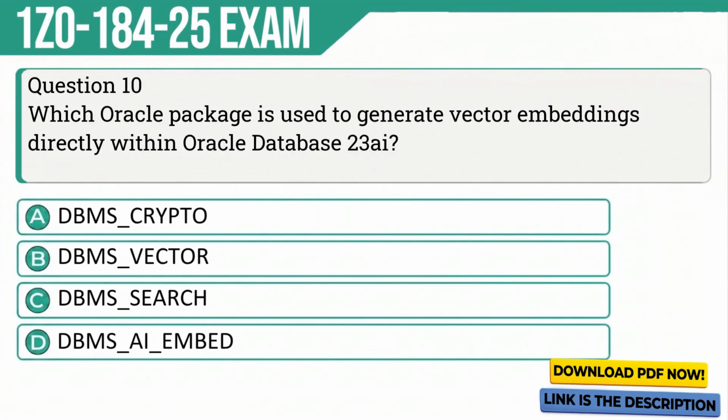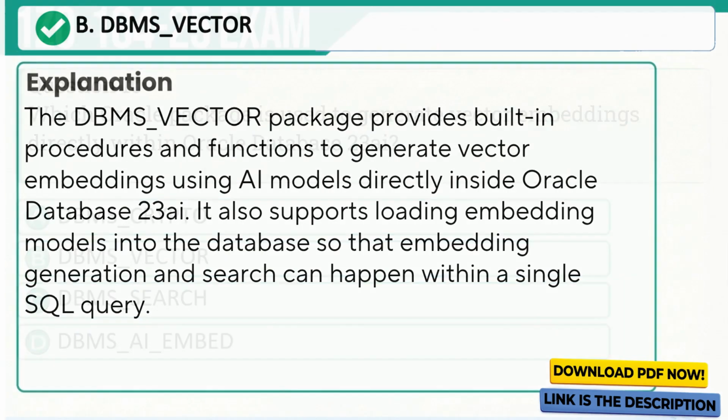Question 10. Which Oracle package is used to generate vector embeddings directly within Oracle Database 23AI? A. DBMS Crypto. B. DBMS Vector. C. DBMS Search. D. DBMS AI Embed. Correct answer: B. DBMS Vector.